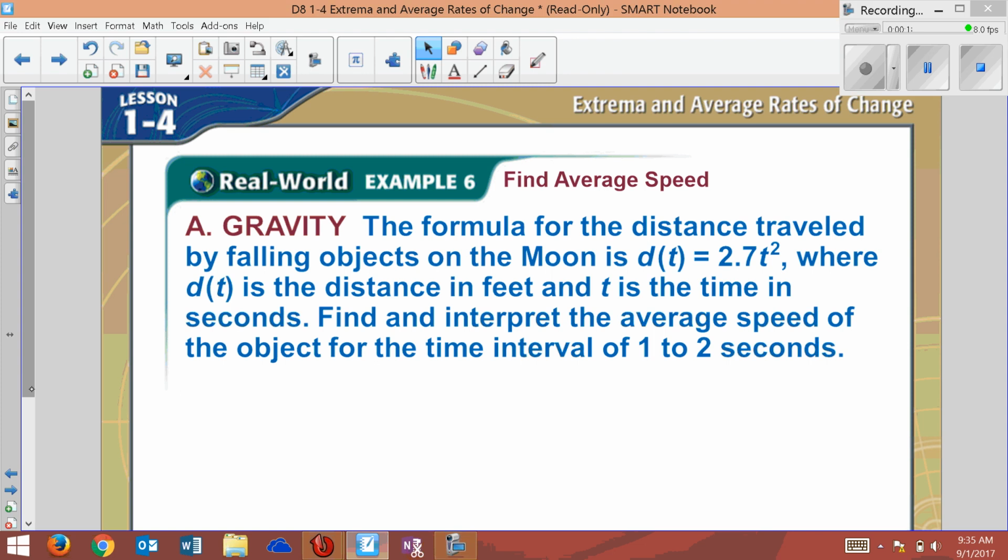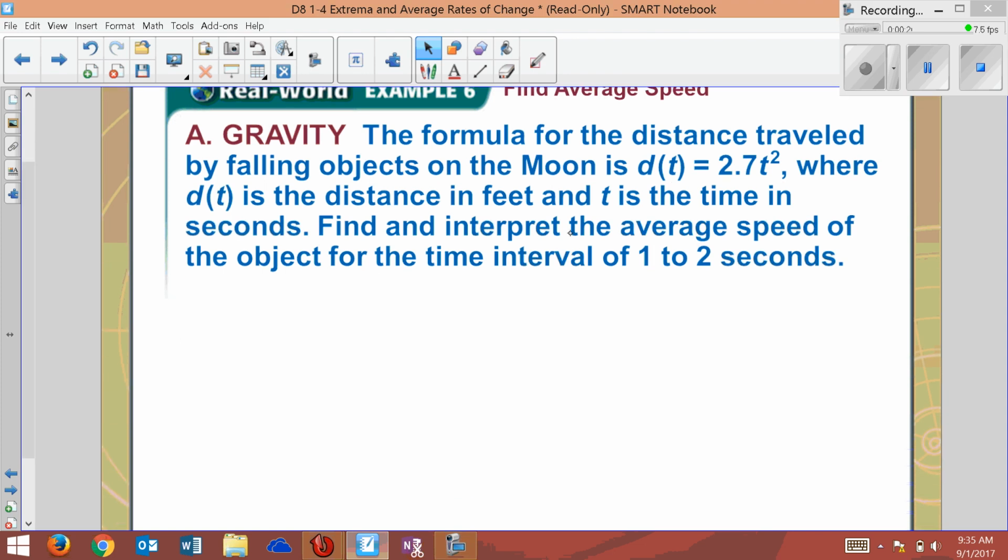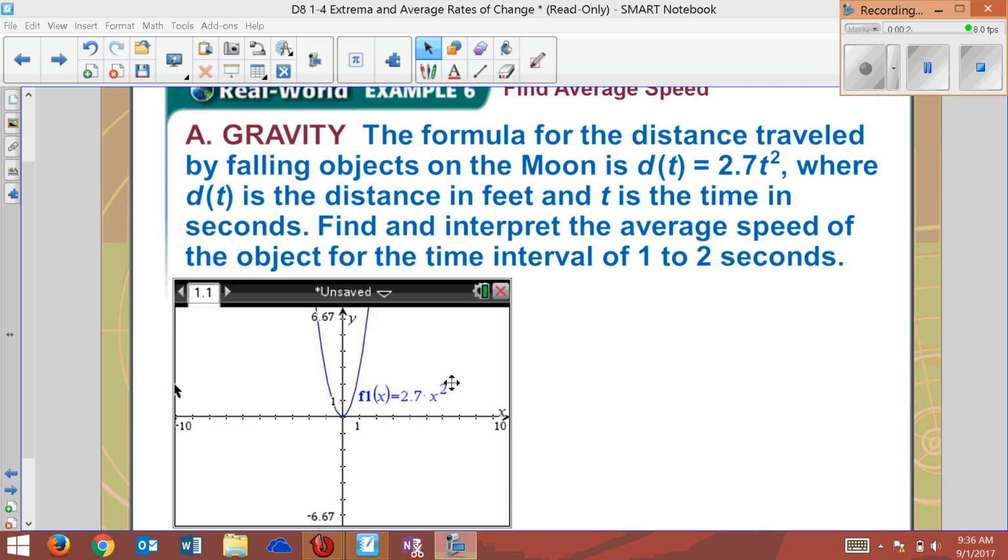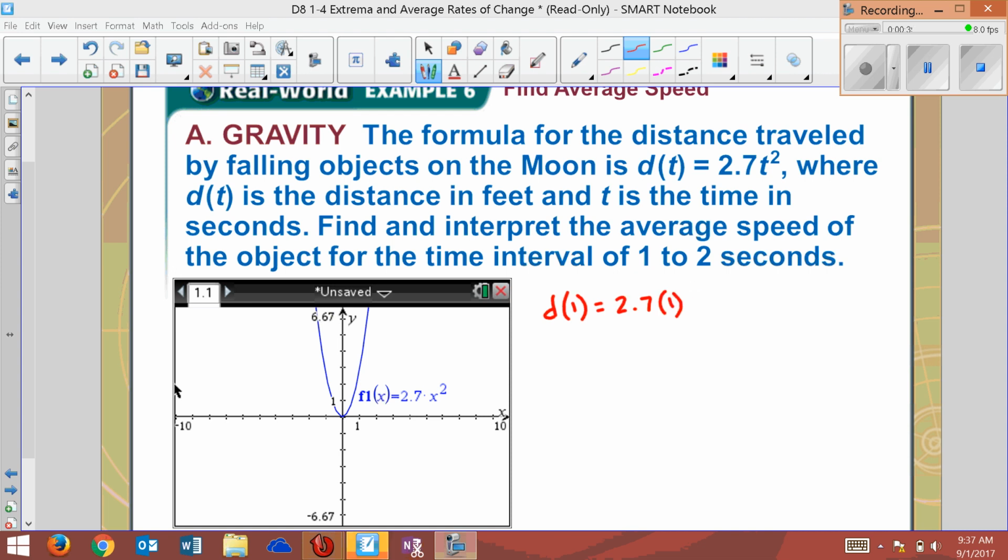Now, I'm going to pull up a graph real quick. I'm just going to pause the video and pull it up, typing in this equation, but I'll change the t to an x. And so here's our picture. If we want to find the speed, these are the x values. To find the distance it falls, we type in 1 second. So at 1 second, I would have 2.7 times 1 squared, and 1 squared is 1. So this is simply 1 times 2.7, which is 2.7.